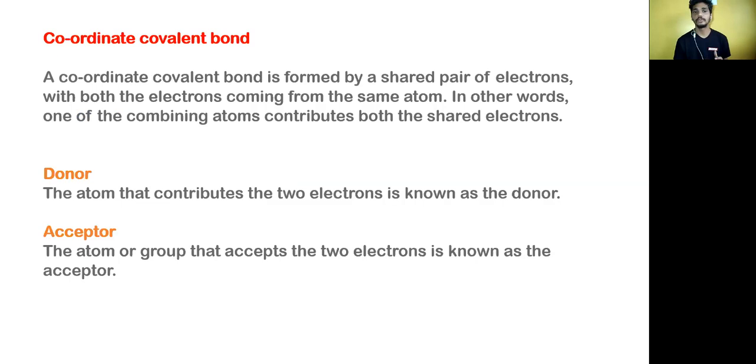A coordinate bond is formed by a shared pair of electrons with both electrons coming from the same atom. In other words, one of the combined atoms is a donor. In the case of sodium and chlorine, which we discussed in an earlier class, sodium donates an electron and acts as an electron donor, while chlorine accepts and acts as an electron acceptor. The atom with the 2 electrons is known as the donor, and the other atom or group is the acceptor. Here the number is 2: 2 electrons have to be donated and 2 electrons have to be accepted. Only then is it considered coordinate covalent bonding.